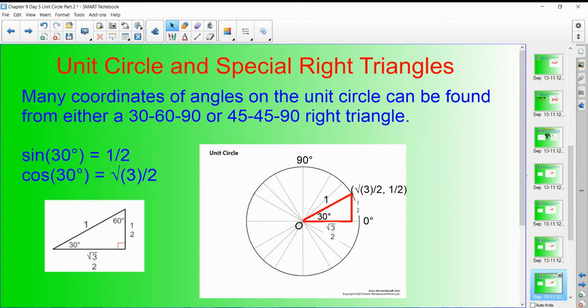Now think about what this 150-degree angle looks like. What are the coordinates? Try to fill them in. If you know the 150, do you know the 210 and the 330? Start filling those in.